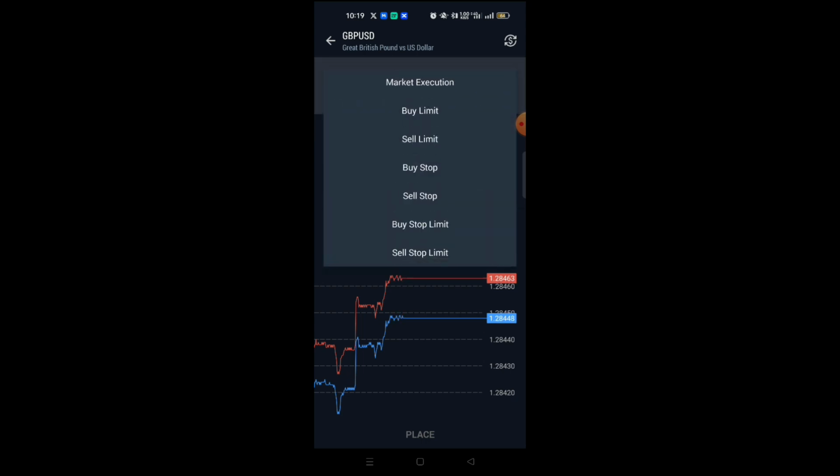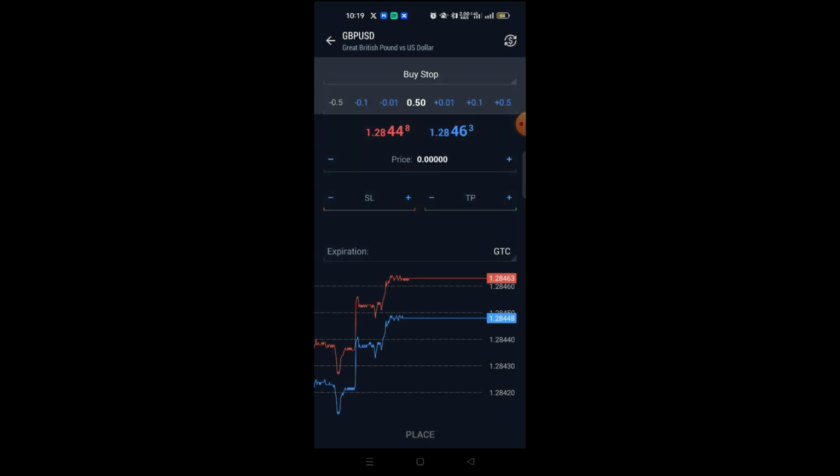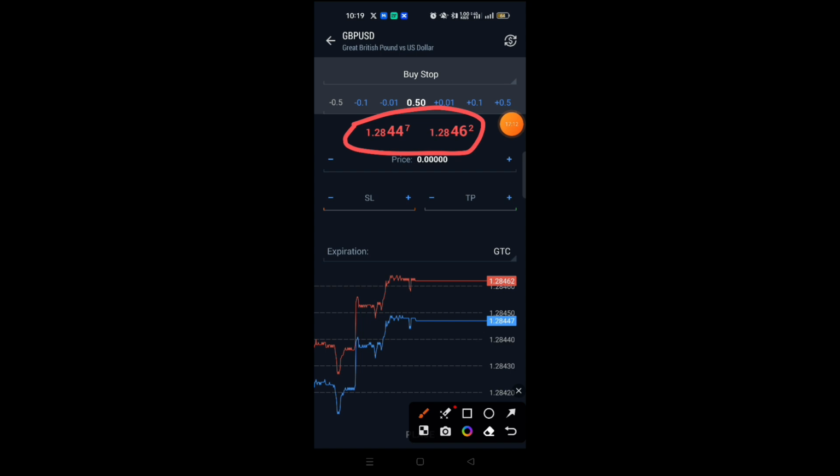Then buy stop is when you are buying above the current market price. For example, let's say this price now, you want to buy at maybe 1.29. Sure you get. So as long as the entry of your buy is above the current market price, you have to use buy stop. But if it is below this market price, then use buy limit. Hope that is clear.